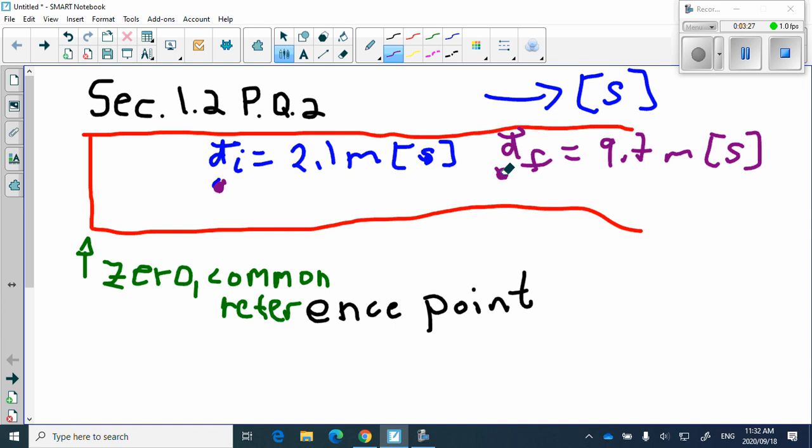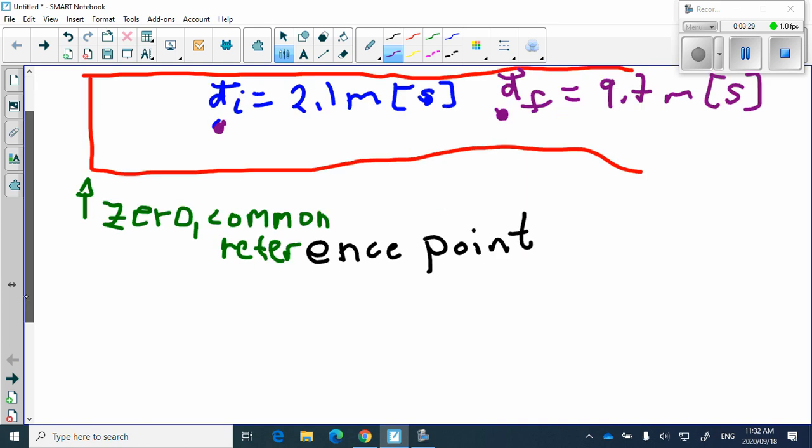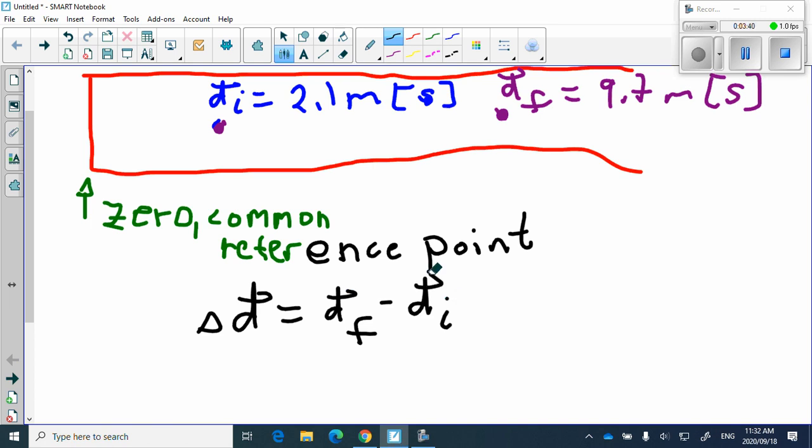So I want to find the displacement. Well, I gave you an equation for displacement. Displacement is final position minus initial position. That's the equation. I gave it to you in your notes. It's in your video. It's in the textbook. You've got to keep up.